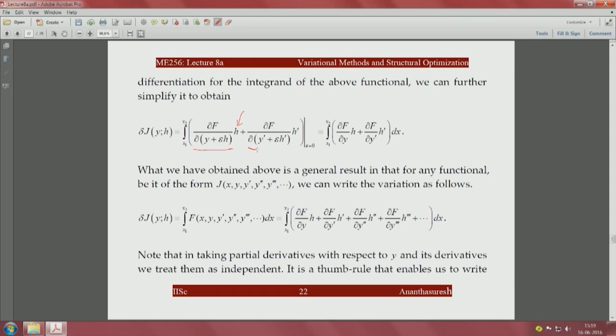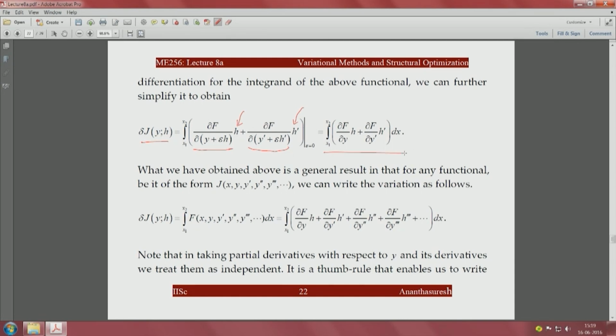Similarly, taking the derivative of y prime plus epsilon h prime with respect to epsilon gives you h prime. Okay. So, the variation, if you want to just write it like that, you can do it.